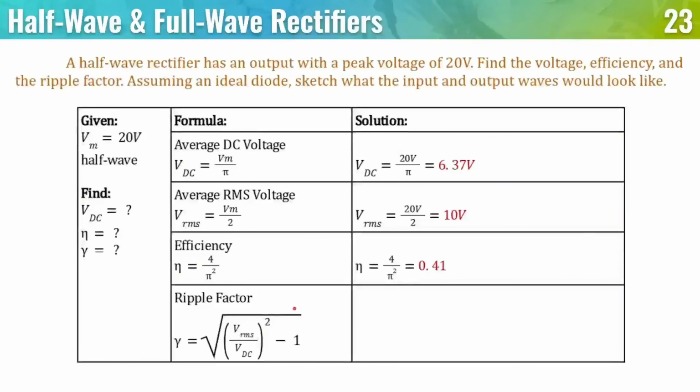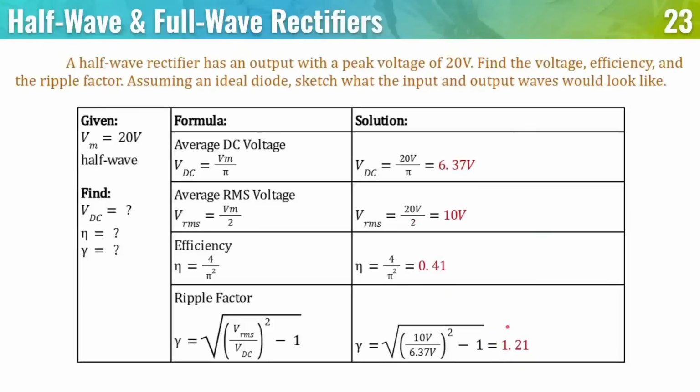And lastly, the ripple factor. The ripple factor uses VRMS over VDC squared. So you have to get this, and then you have to get this. So 10 squared over 6.37 squared is going to yield this minus 1. So putting all of that under square root, we can see that this is 1.21. So the ripple factor is going to be the same always, assuming that the given are also correct.